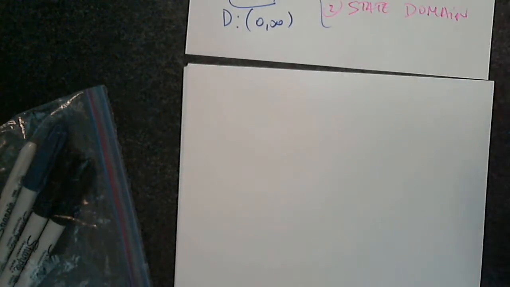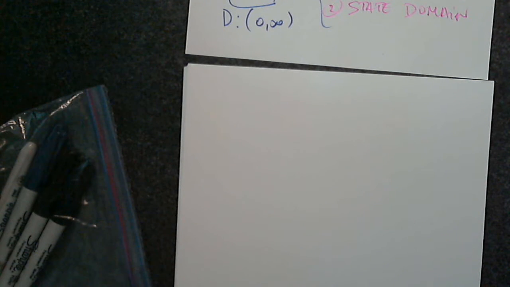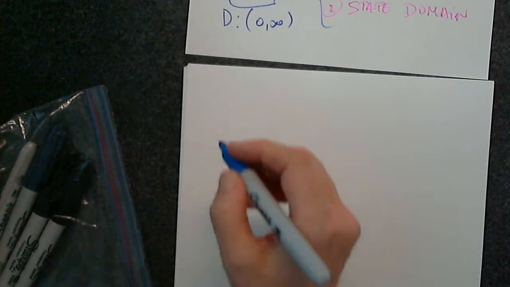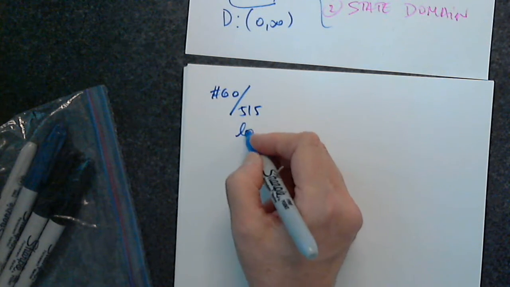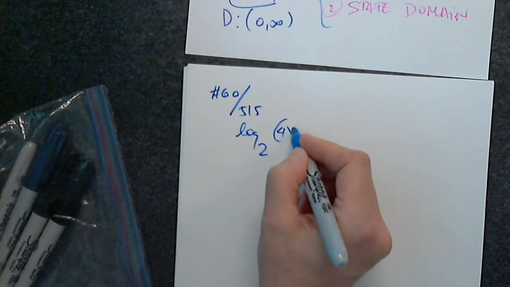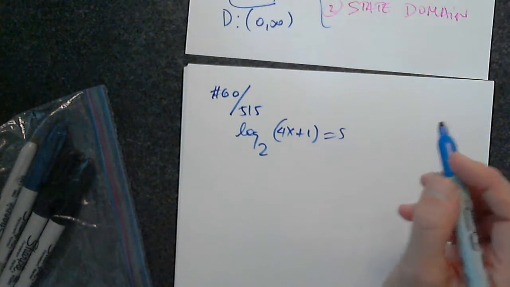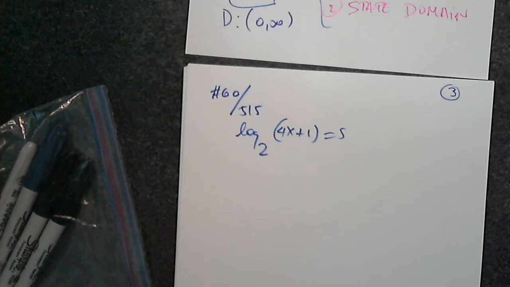The next level, same page. We continue on page 515. And let's say 60. On page 515: log base 2 of 4x plus 1 equals 5. We want to state a domain. Please state a domain for me. Do not solve. Just tell us what to write in order to find a domain.